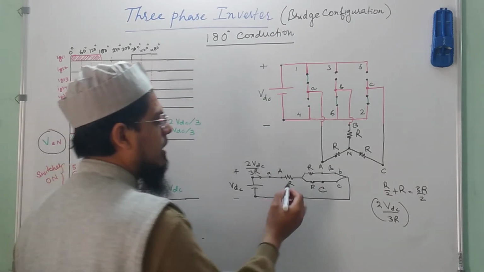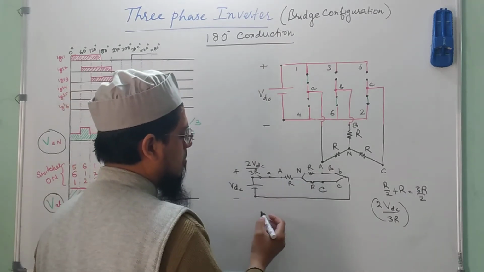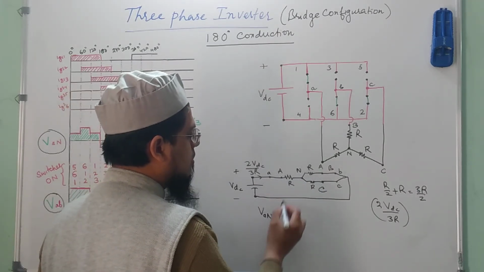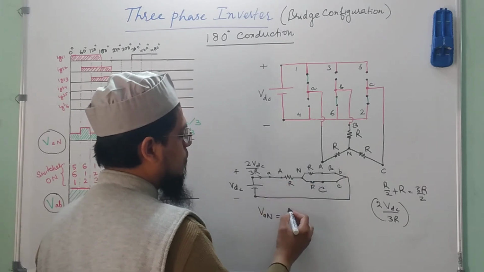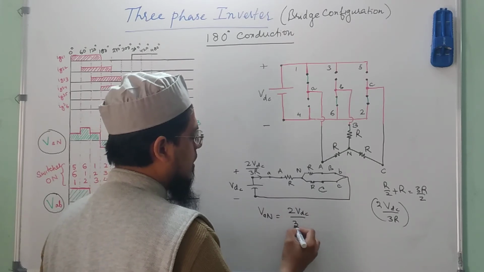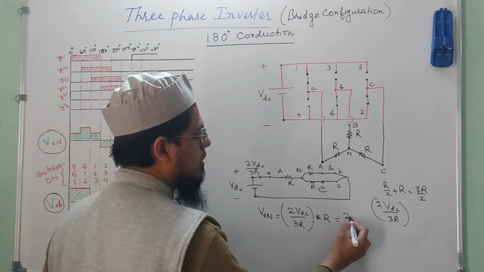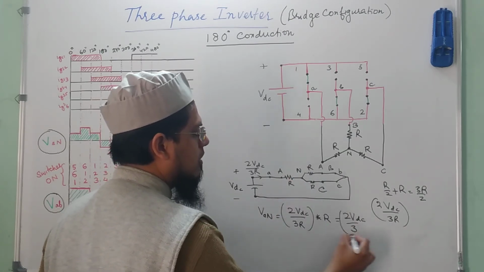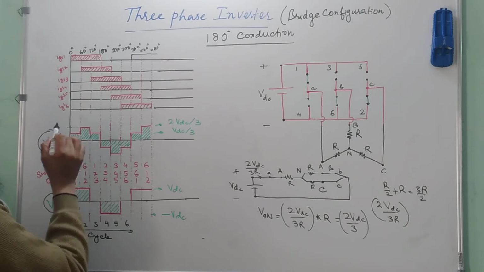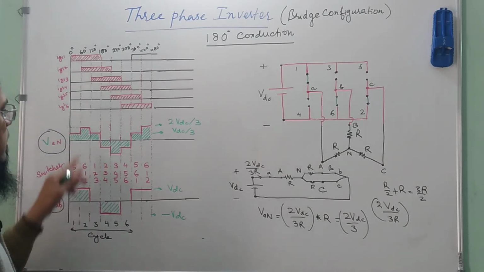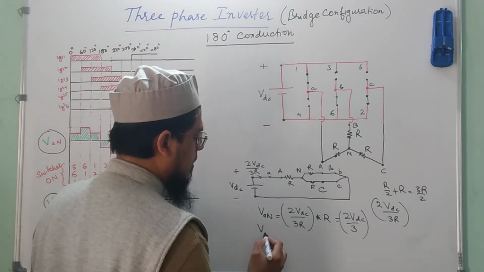Now let us first try to find out, this is the point N, let us try to find out VAN. So VAN is a bit simple here. VAN is equal to the current that is flowing through it, 2 VDC upon 3R, and this has to be multiplied by the resistance R, and this will give me 2 VDC upon 3. This is the phase voltage. So you could see here that I have shown this phase voltage in the second state as 2 VDC by 3.